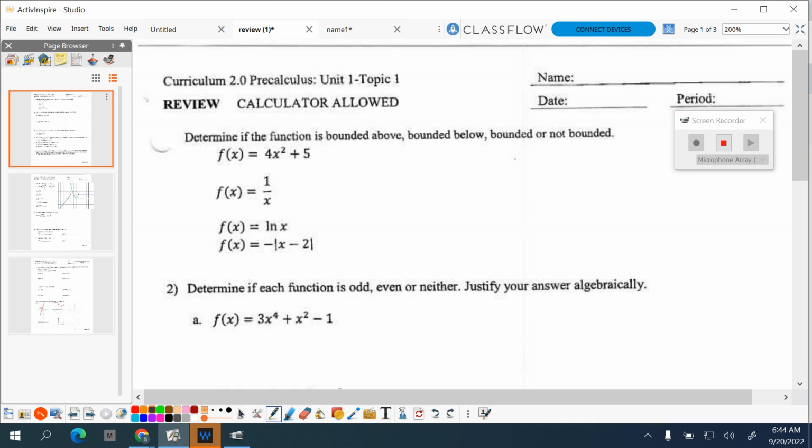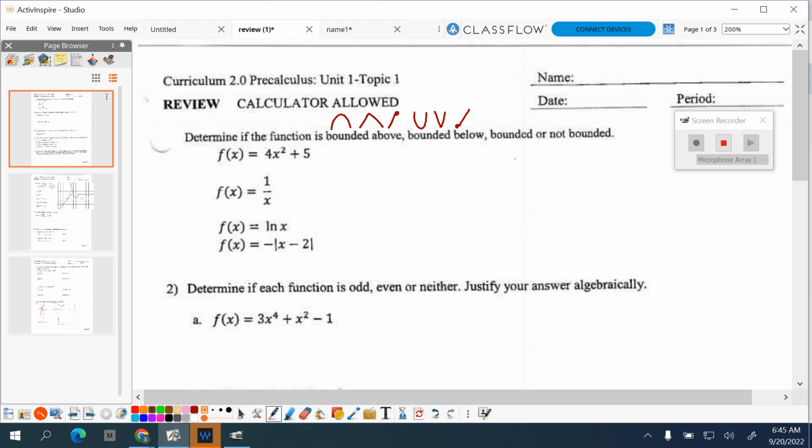So let's get started here. The first question is: determine if the function is bounded above, bounded below, bounded, or not bounded. Examples of bounded above: if I have an absolute value function or a function that just simply ends at a point, that's all bounded above. Now if I have bounded below, you can flip those over. And these are bounded below.